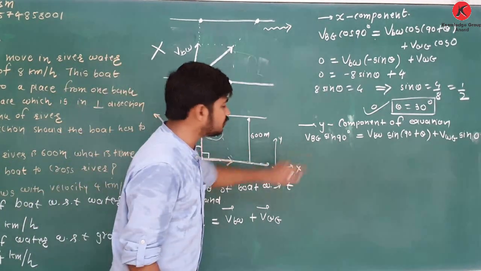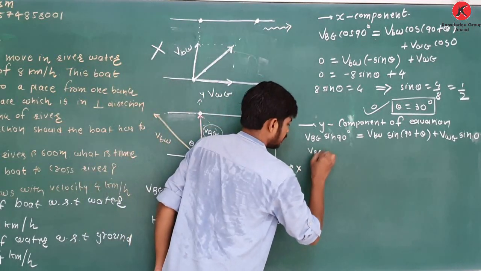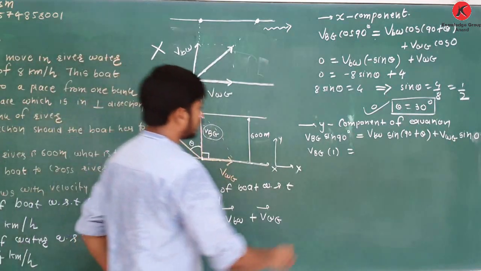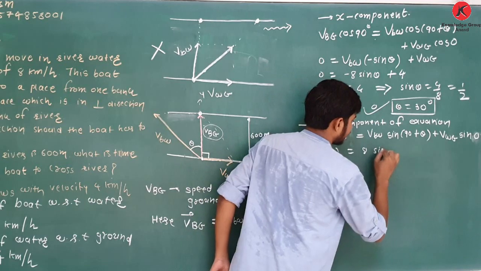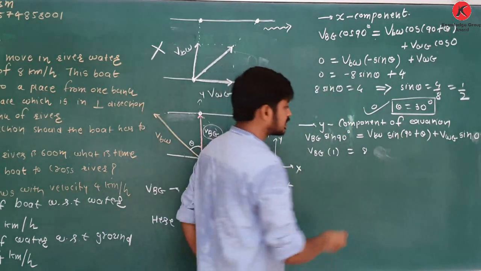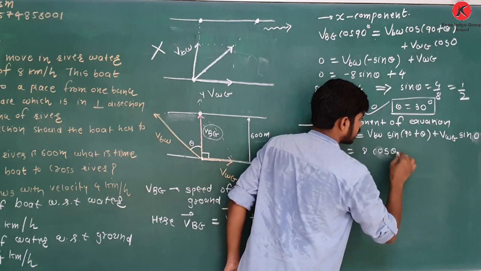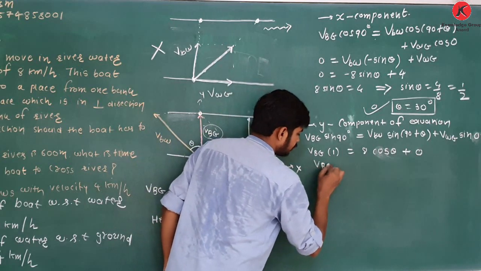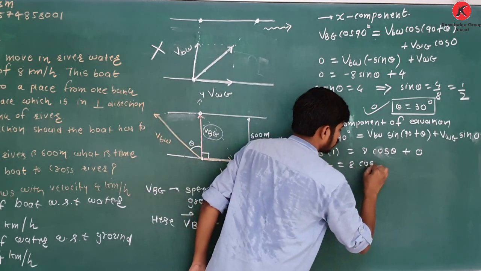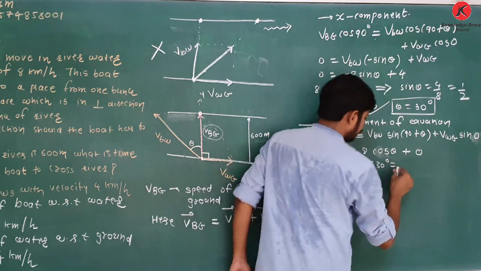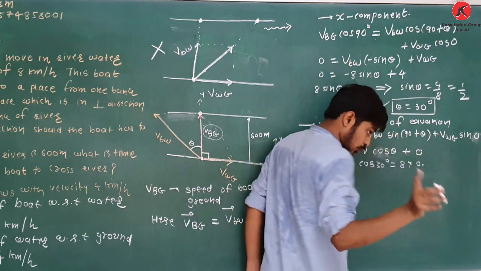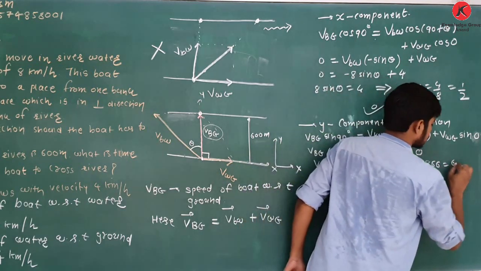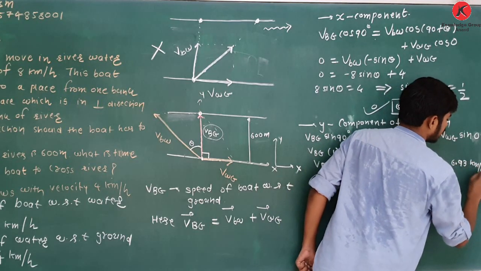So what you have to find is VBG. What is the value of sine 90? It is 1. VBW is 8. Sine of 90 plus theta is cos theta, plus sine 0, which is 0. Then VBG is equal to 8 cos 30, where theta is 30. Cos 30 means root 3 by 2, which is 0.866. If you multiply this, you will get your answer, 6.93 kilometers per hour.